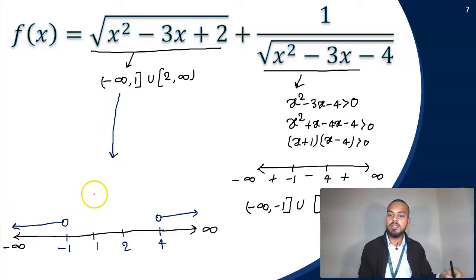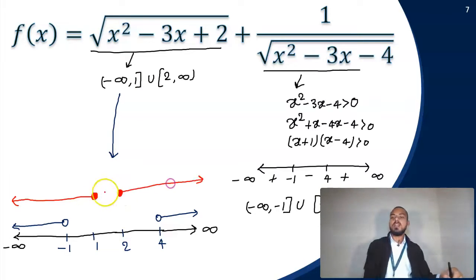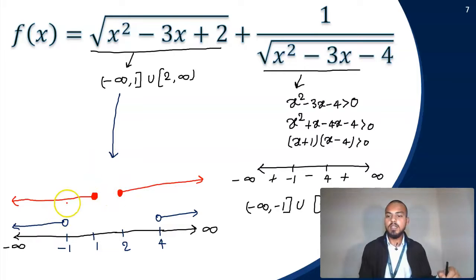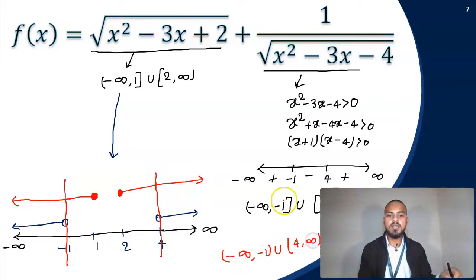For this condition the value is minus infinity to 1. Here there is an equal to sign, so this is a closed circle, and another one is 2 to infinity. So what is the common part in these two cases? Only this is the common part for these two conditions. So our final answer is minus infinity to minus 1 union 4 to infinity. Here there is no closed bracket because there is only a greater than sign. So this is also an open bracket and this is also an open bracket. So this is our final answer.